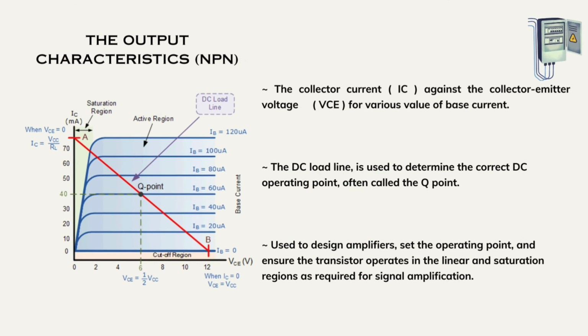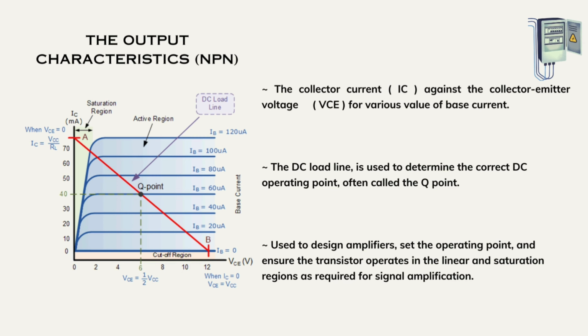So, this is the next slide, which shows the output graph. This output graph shows the collector current, which is IC, against the collector-emitter voltage VCE for various values of base current. As you can see, there is a red line on the graph. This red line is called the DC load line.